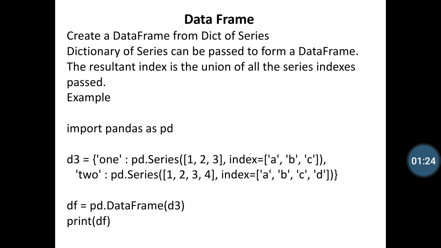and then you define the second key in the dictionary, and call the pd alias name and the Series method, and you put in four values such as 1 2 3 and 4, and you also define the index a b c d. Then for the data frame I create a df variable, define it equal to pd dot DataFrame, call the d3 variable, and print the data frame value using the print method.